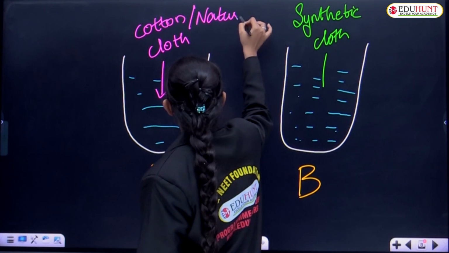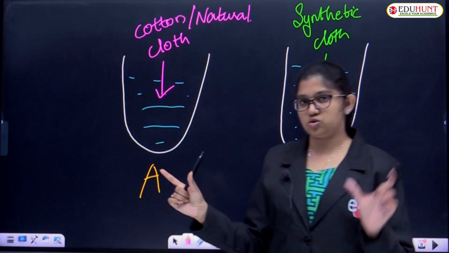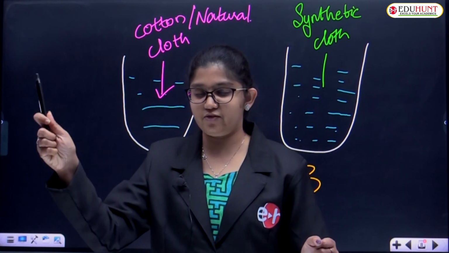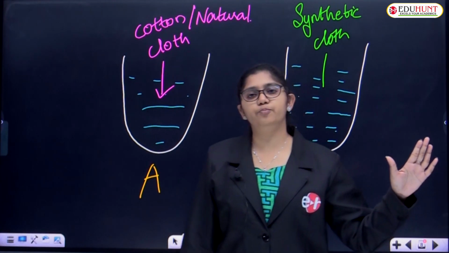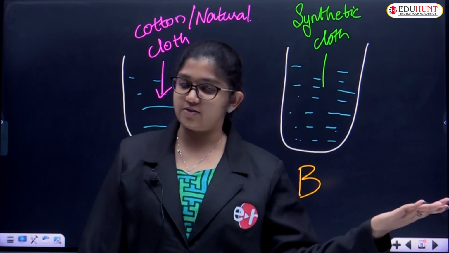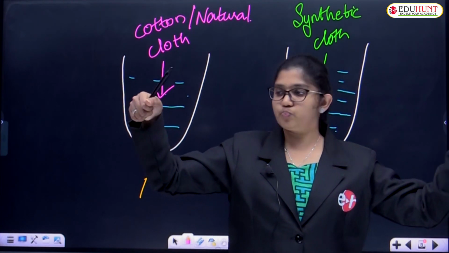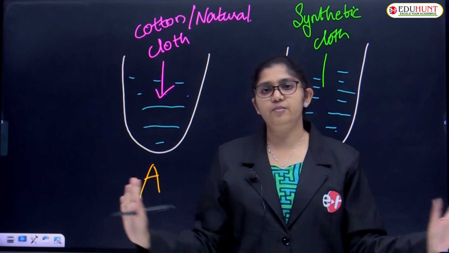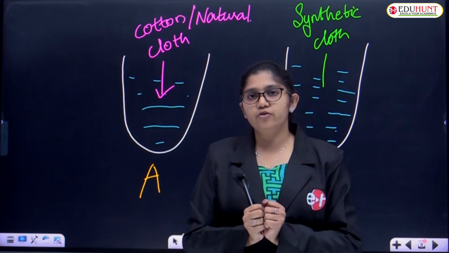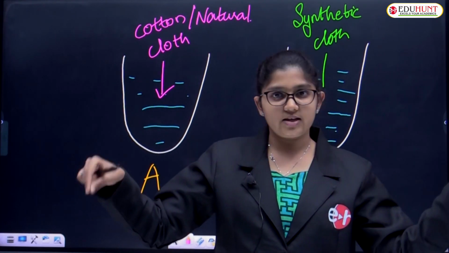Natural cloth. So what you will do is take 2 pieces of cloth. One is made of natural fabric, for example cotton, and the other is made of synthetic fabric. Take 2 mugs and soak those 2 pieces of cloth in the mugs. Leave them for 5 minutes.